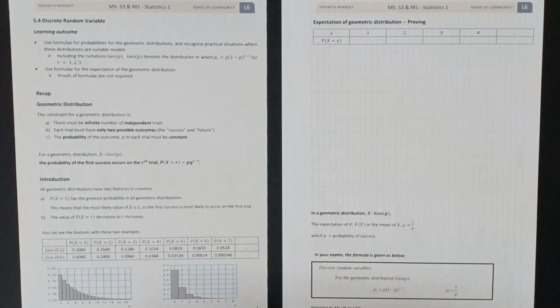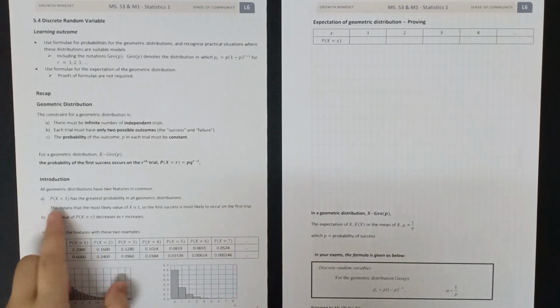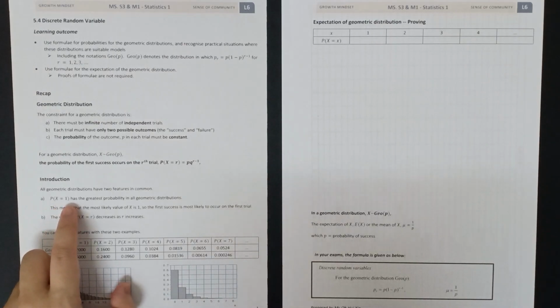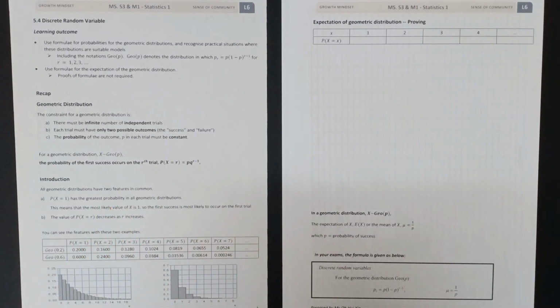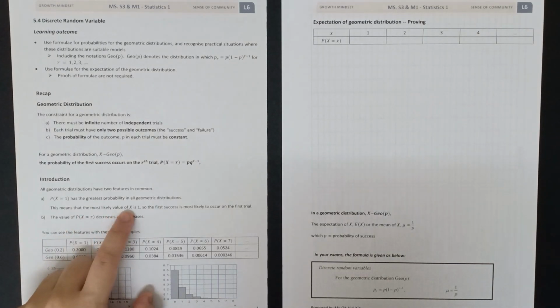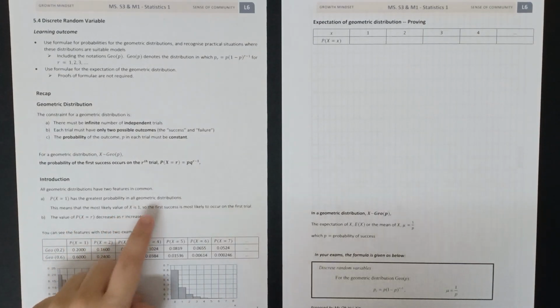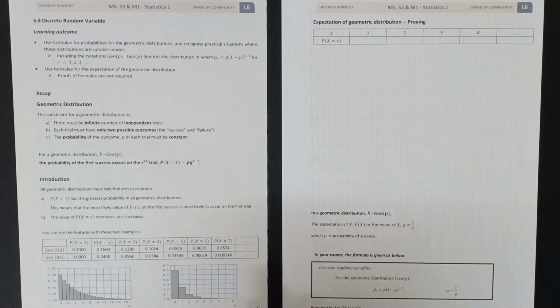For every geometric distribution, they will have two features in common. The first one is that the probability for x equals 1 is always the one having the greatest probability in all these geometric distributions. Meaning that the most likely value of x will be 1. The idea is that the first success of a geometric experiment is most likely to occur on the first trial. Later we'll look at the example.